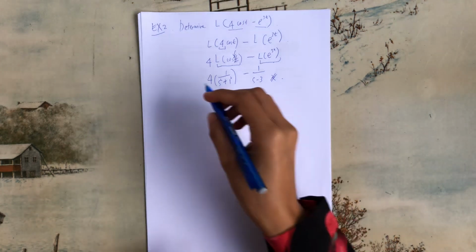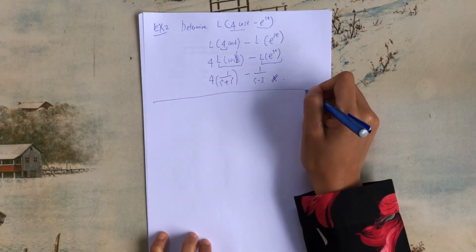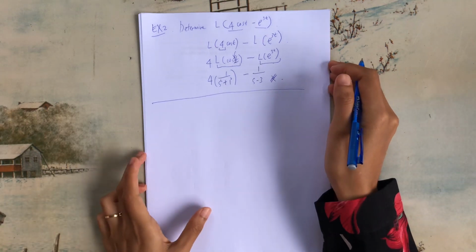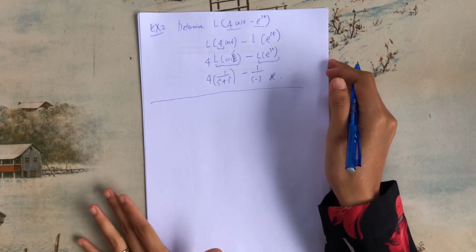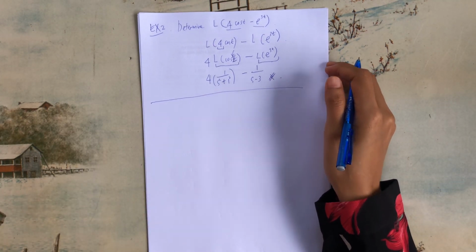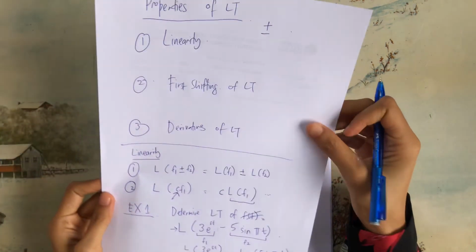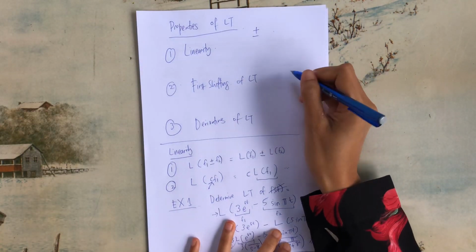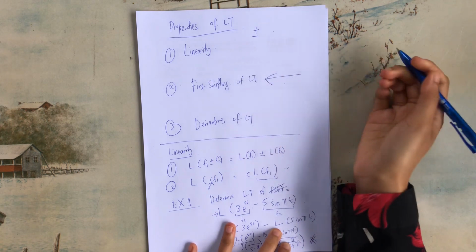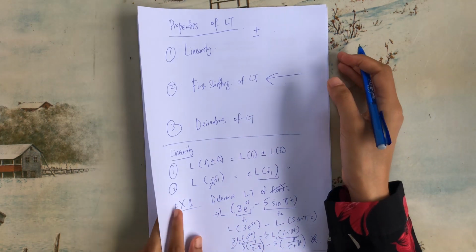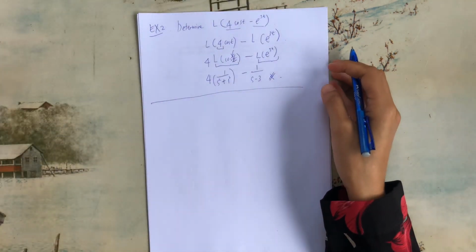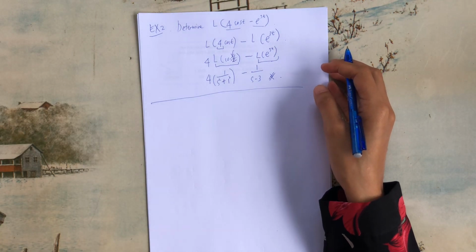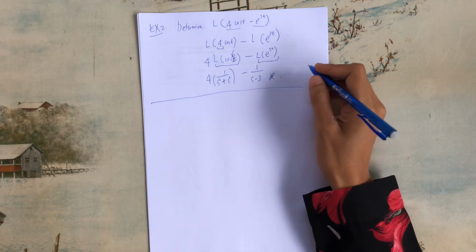Right, clear? These two examples are on linearity. Now I will proceed with the second property. What is your second property from just now? It's about first shifting of the Laplace transform. I will continue that in the next video. Alright, see you later.